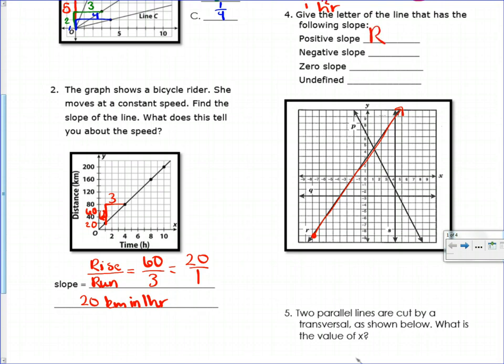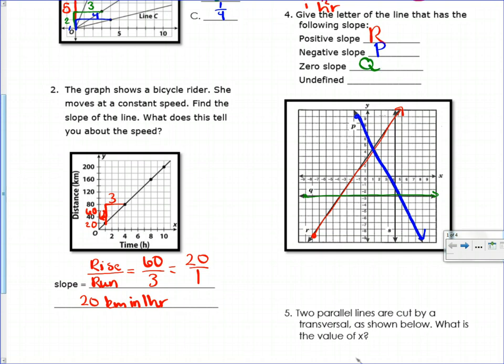My negative slope would be the opposite. I start at the left, and as I move towards the right, this time I would be going downhill. So that's my negative slope. Zero slope is a little bit different. If my slope is 0, I don't have any up or down. It's just completely flat. So for zero slope, as I move left to right, it stays horizontal. That's going to be Q.